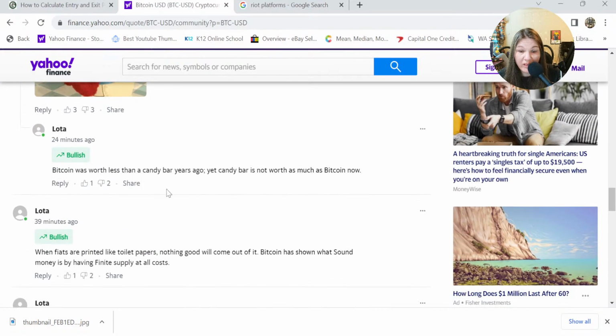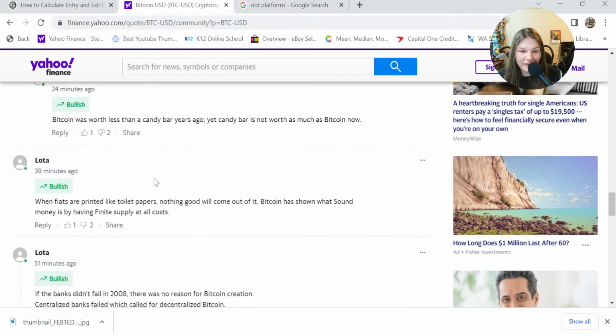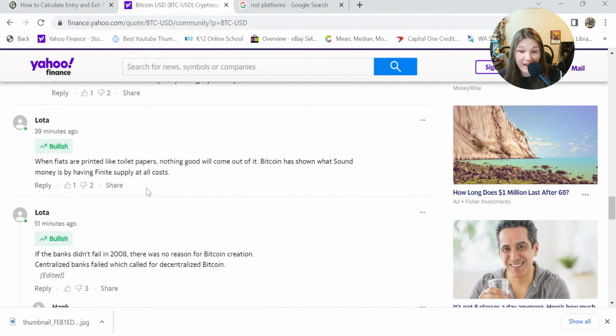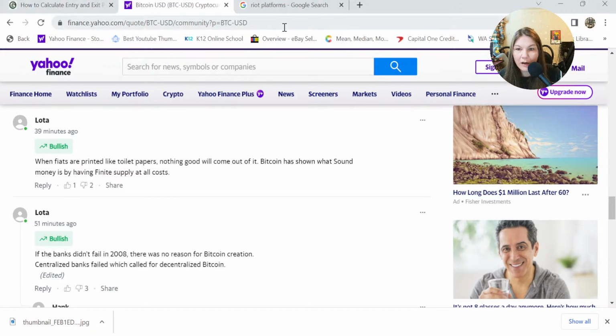A Bitcoin was worth less than a candy bar years ago. Yet a candy bar is not worth as much as Bitcoin now. Lotta. Oh, Lotta. Oh, you're a lot of fun, ain't you? When fiats are printed like toilet papers, nothing good will come of it. Bitcoin has shown what sound money is, having finite supply at all costs.